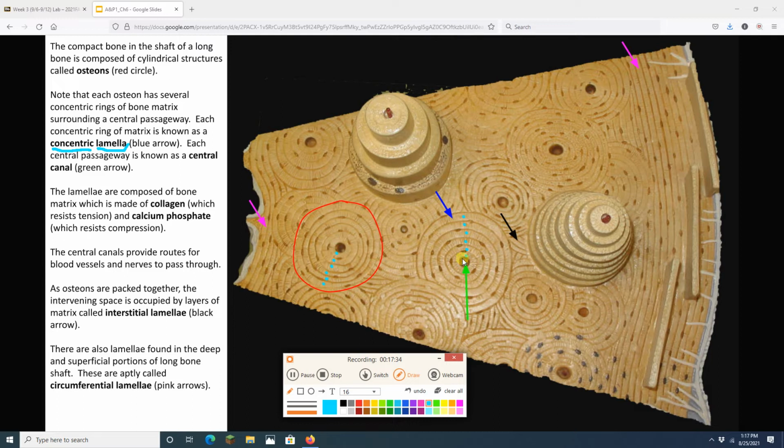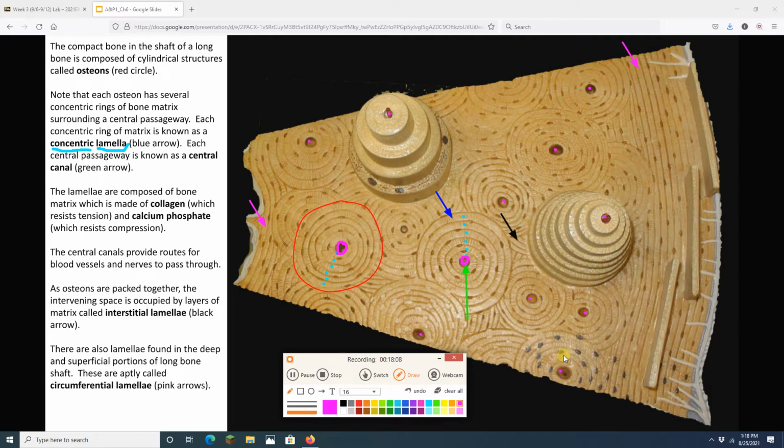And they are rings of bone matrix. They're cylindrical rings of bone matrix. They're concentric because they're sharing the same center. The center would be this hole right here. You can find a bunch of versions of these guys in all these osteons. Each of these guys is called a central canal. So the concentric lamellae are going to surround the central canal.